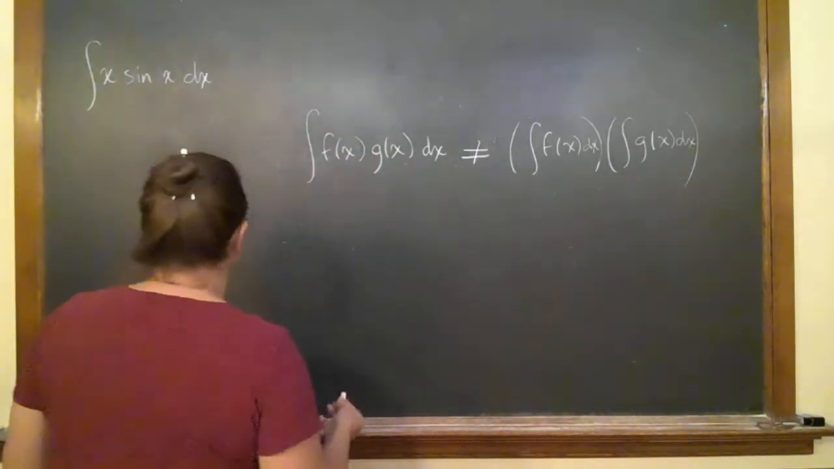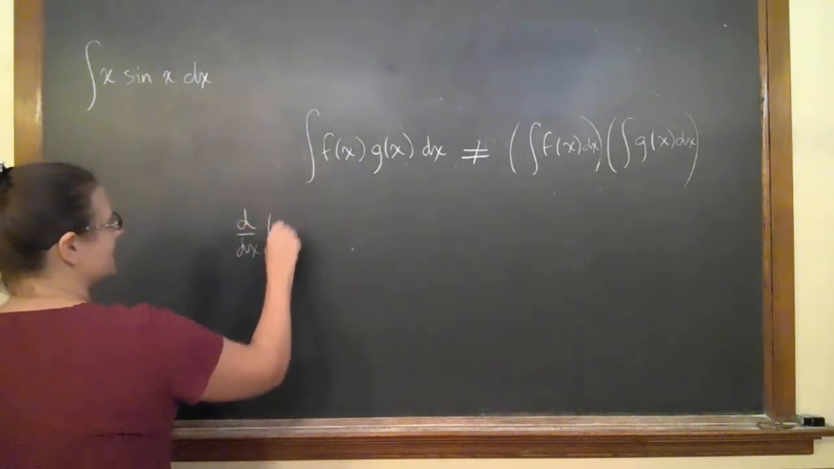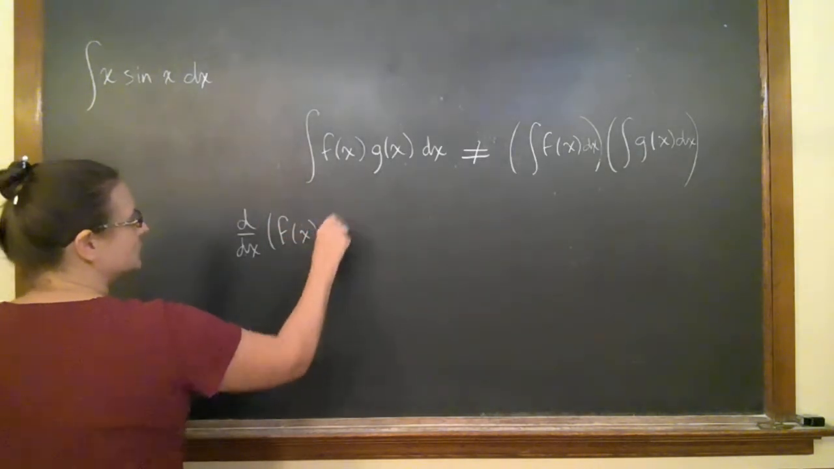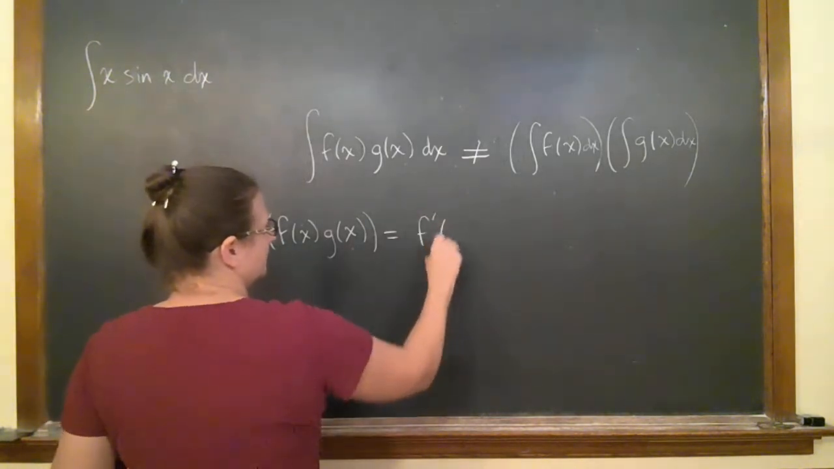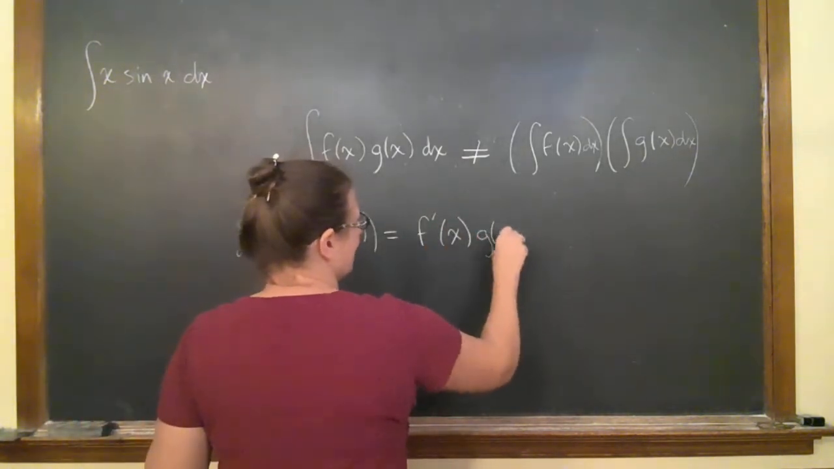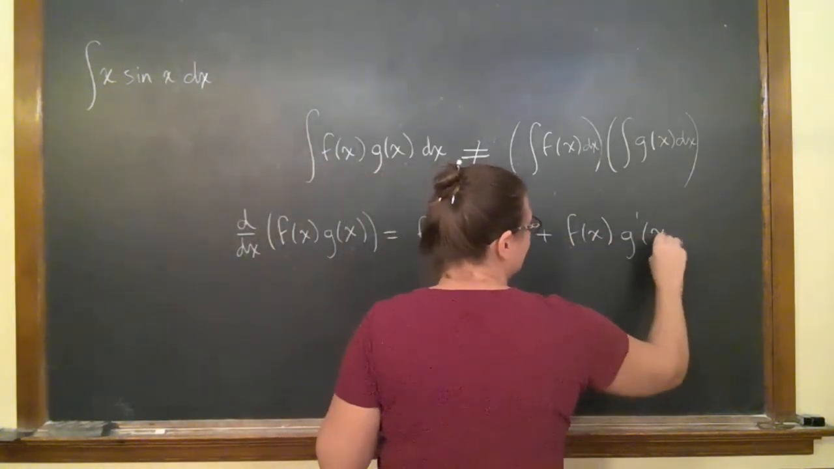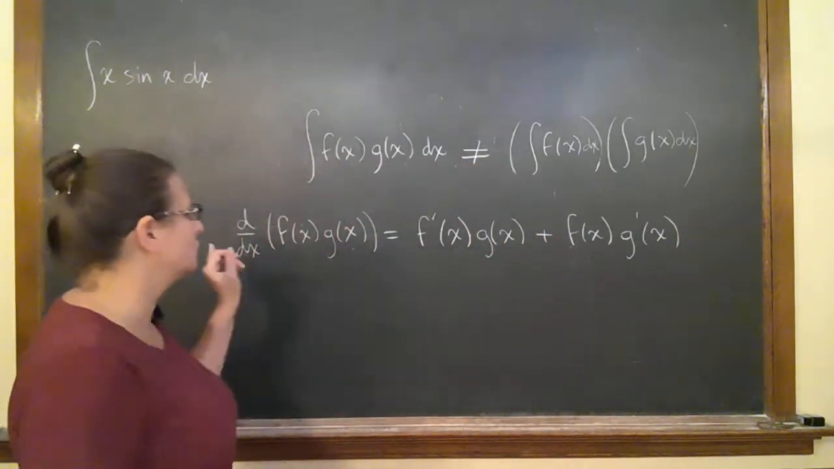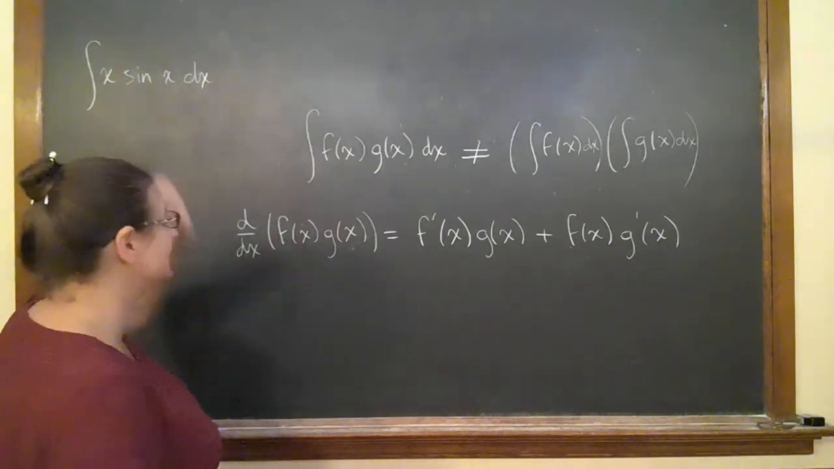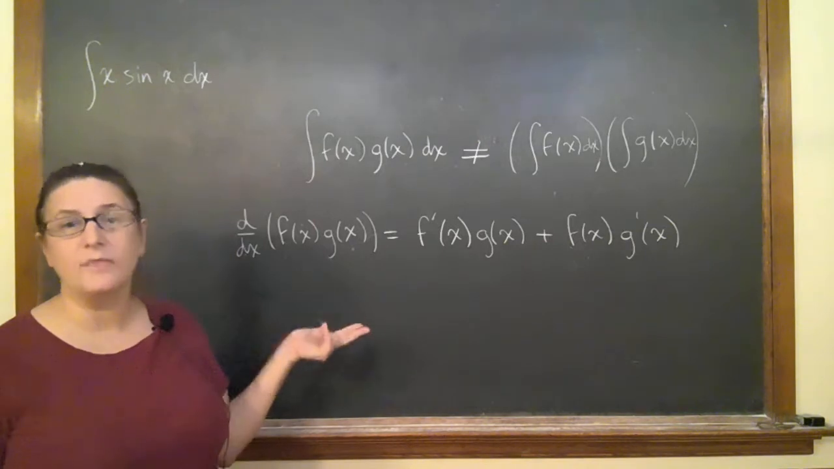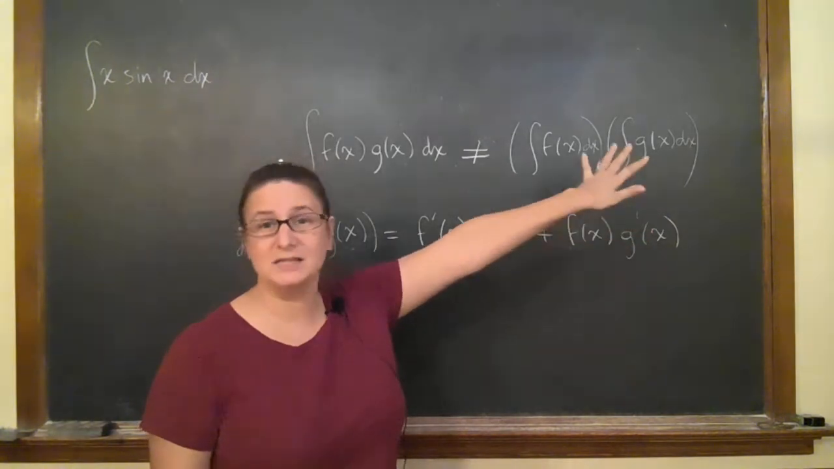If I write down the product rule, I've got d/dx of f of x, g of x, right? And then I would do the derivative of the first times the second plus the first times the derivative of the second. So in order to take the derivative of a product, we had to do this thing. So if we're going to find an antiderivative of a product, you can tell that it's going to be more complicated than just this. So don't do this, because it's totally wrong.